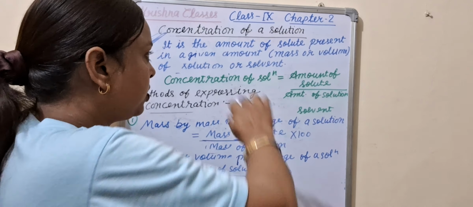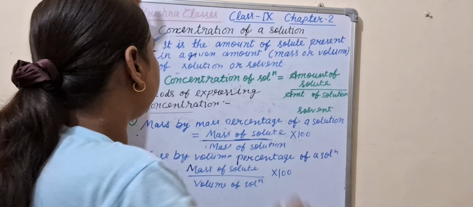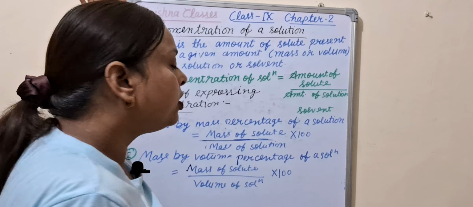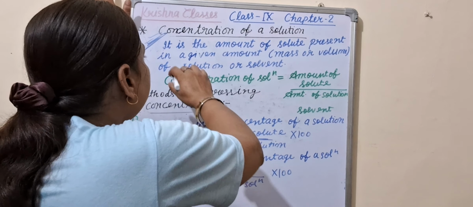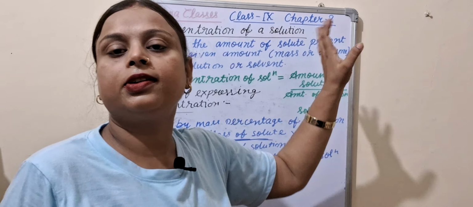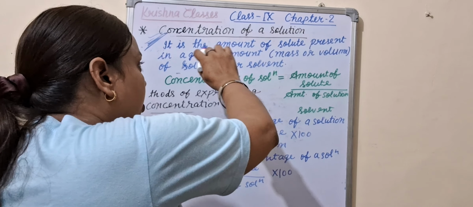What is the concentration of solution? It is the amount of solute present in a given amount of solvent, that is called the concentration. It is the amount of solute present in the given amount of solvent or solution, that is called the concentration of solution.